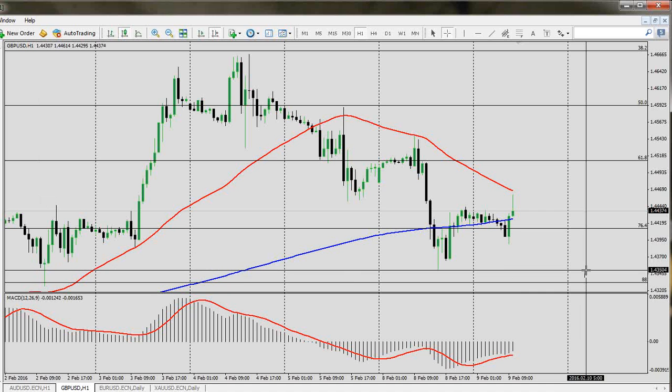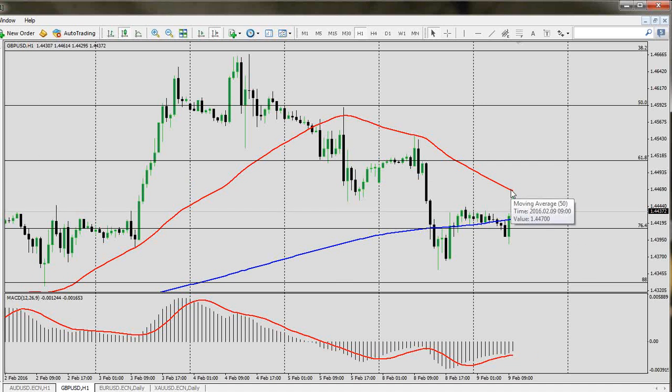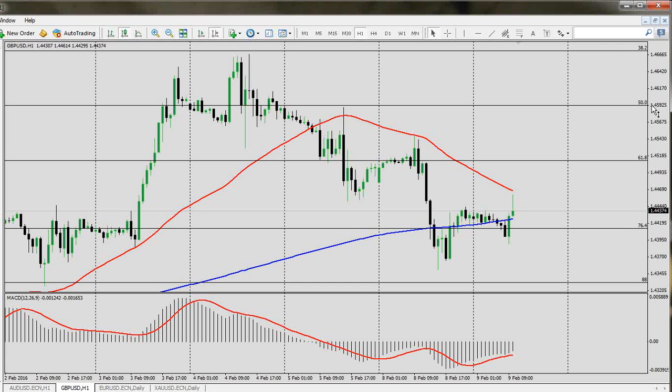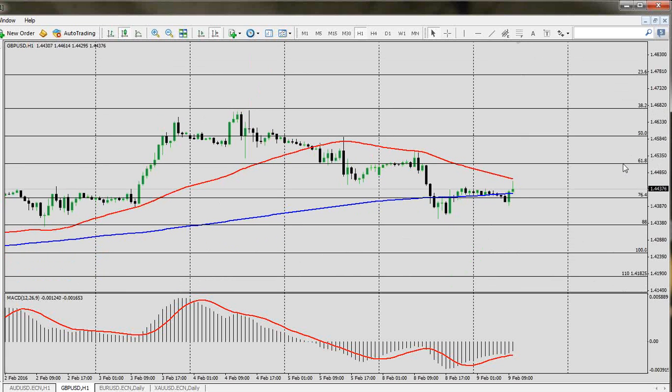So if that is confirmed and we see a break above the 50 moving average, just like somewhere here at 144.80 level, we could expect to long the pair, and our targets would become immediate at, of course, the 50% Fibonacci retracement zone, which is at 1.4590 level, more or less.